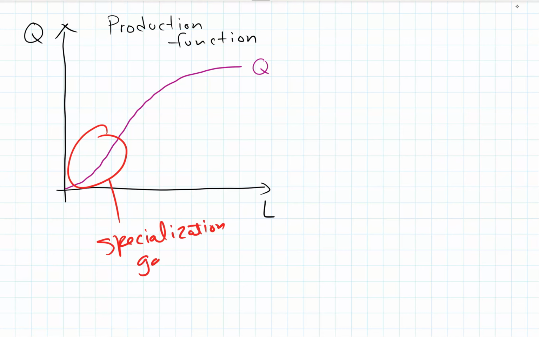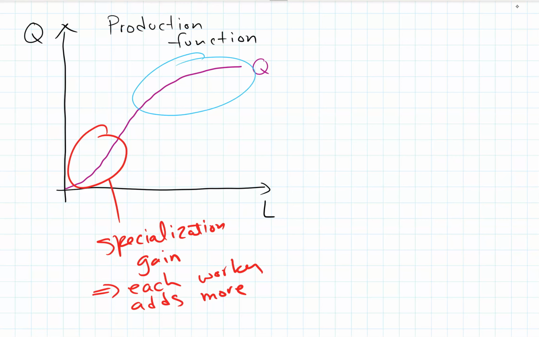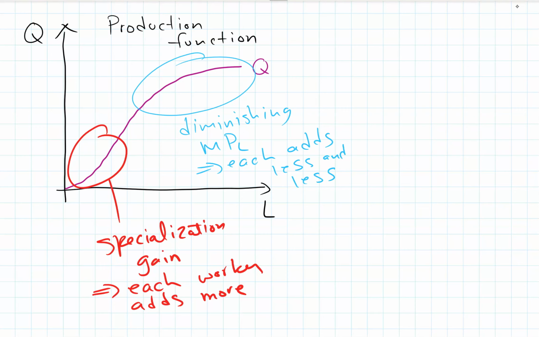So each worker adds more and more. That's why it's getting steeper and steeper. Each worker adds more. That's what it means by getting steeper and steeper. And then eventually we run into diminishing marginal product of labor. Okay, it's getting flatter. Each adds less and less. That's what that means. Okay, less and less production.